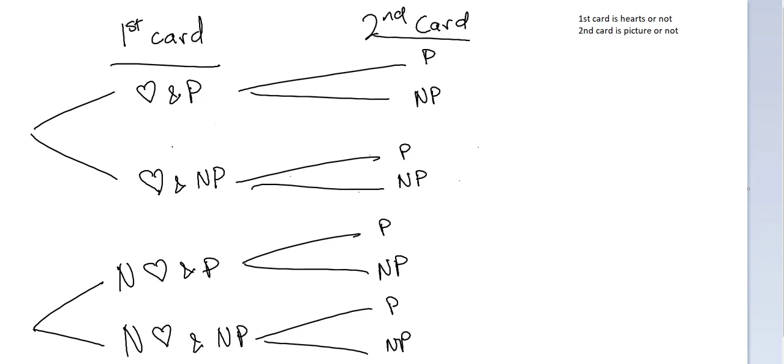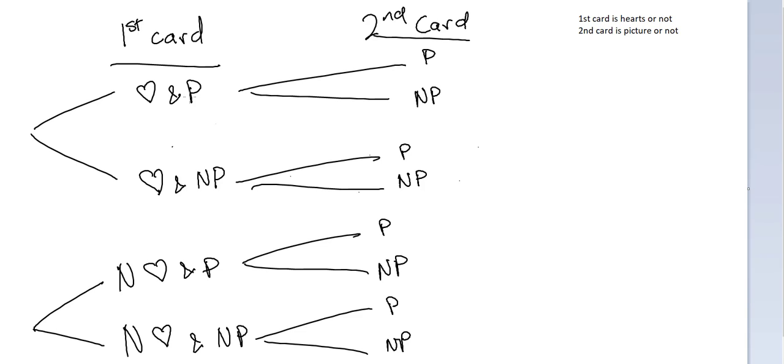But what I have to do here is make it look a little more complicated. So for my first card, it's either hearts or not hearts. And then for our second card, we want to see if it's picture or not. But to actually find these probabilities, I have to break my first into 4 categories: hearts and picture, hearts and not picture, not hearts and picture, or not hearts and not picture. Those are 4 different possible outcomes for the first card.